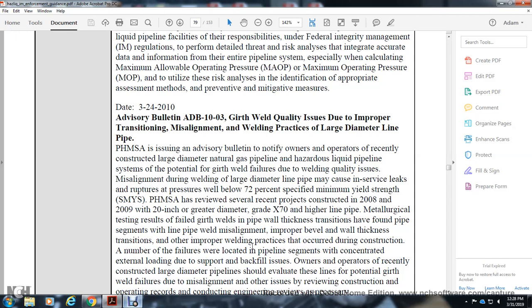Misalignment during welding of large diameter pipeline caused a severe leak and rupture at pressure well below 72% of the specified minimum yield strength. PHMSA reviewed several regions of a project constructed in 2008 and 2009 with 20-inch and greater diameter X70 high-strength line pipe. Metallurgical testing results of the failed girth welds of the pipeline found pipe segments with line weld misalignment, improper bevel of the wall thickness transition, and improper welding.